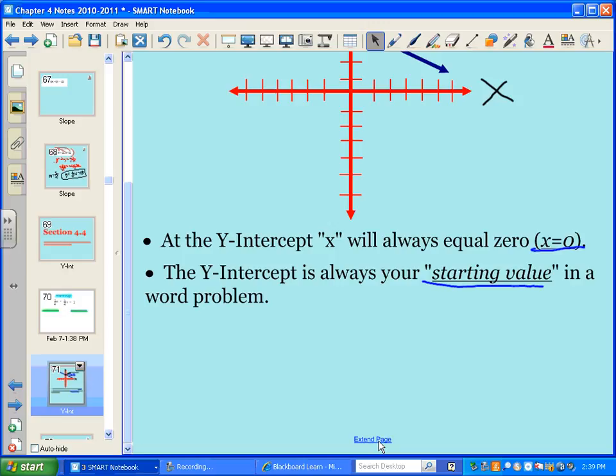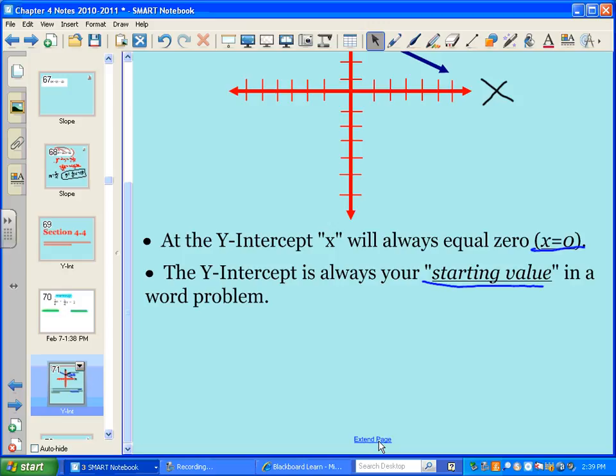So maybe I'm going to say to you, okay, I am going to start swimming laps today. The starting point would be 0 because I haven't swam any laps yet. Or Will's going to start wearing glasses today. He's just starting it. I'm just making that up. If you're just starting something today, it's always 0.